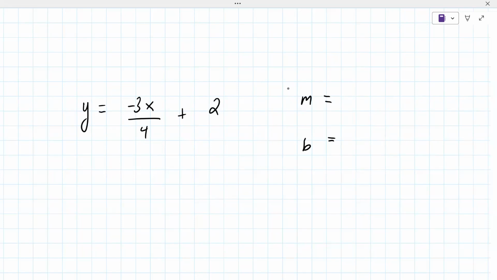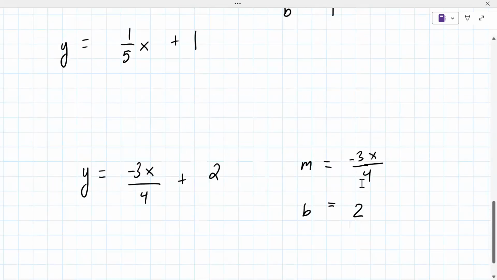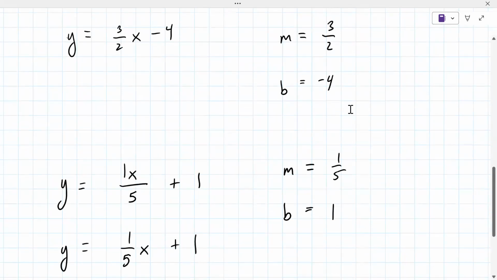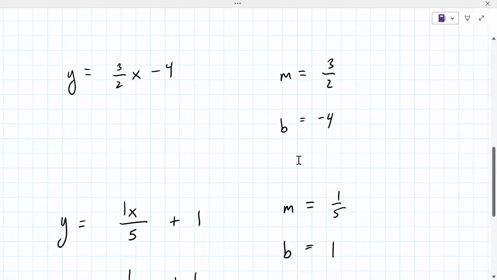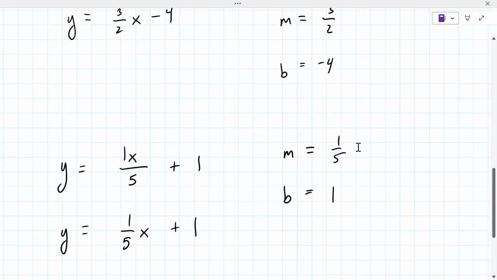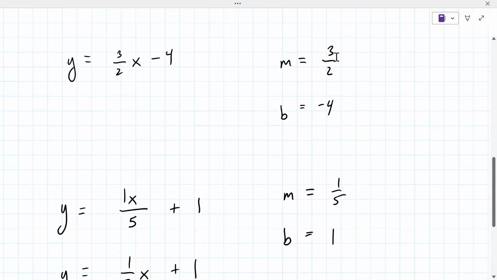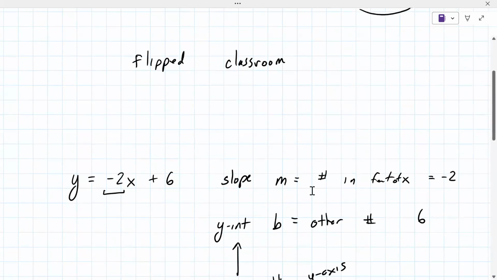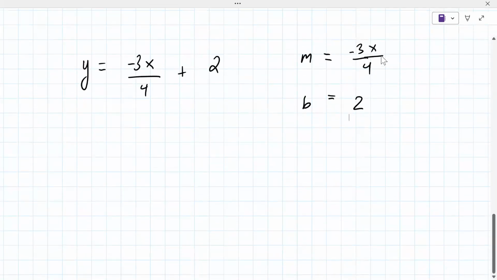Say that one more time. The slope is -3x/4 and the b value is 2. In any of the previous problems, has the slope included x? No. Do you want to make any changes to this? No. In the previous problems, you just gave me the number, right? There's no x. Same thing here. So why would you all of a sudden put an x?